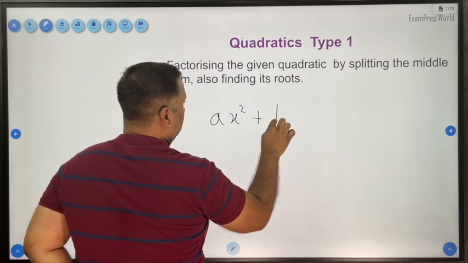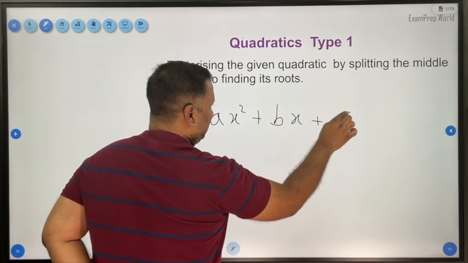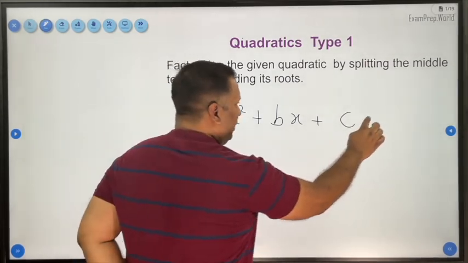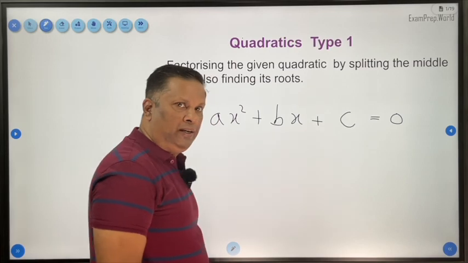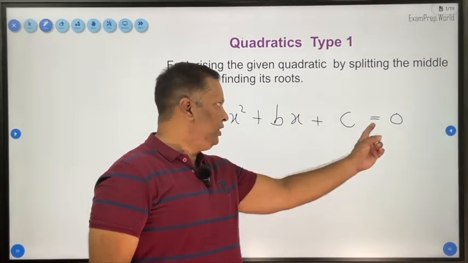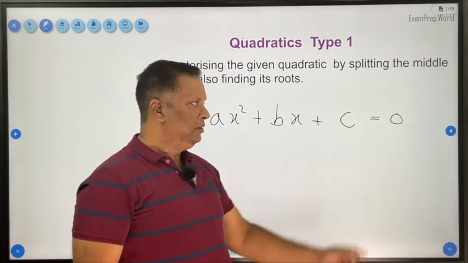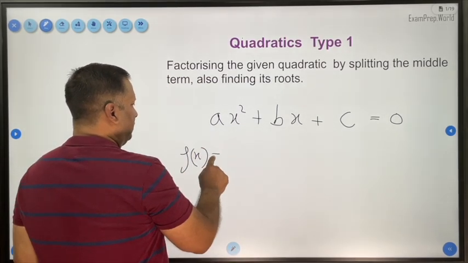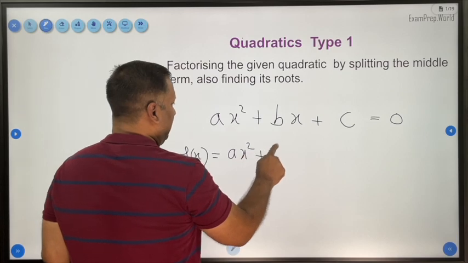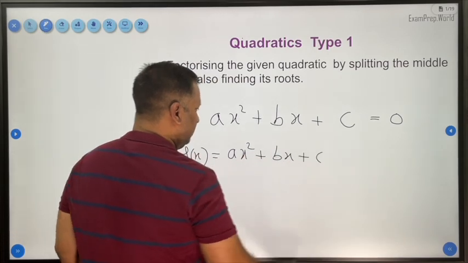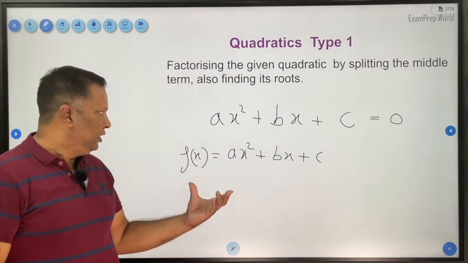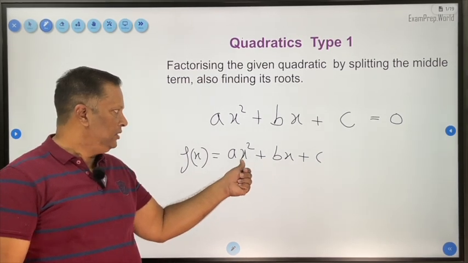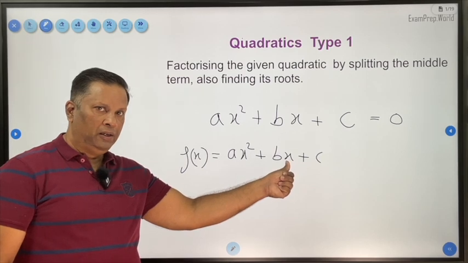ax square plus bx plus c, and this is a quadratic expression. Okay. Now if I write equal to 0, it becomes a quadratic equation. The equal to sign should be there. And if I write f(x) is equal to ax square plus bx plus c, it is not a quadratic equation, but a quadratic function where x is the independent variable.